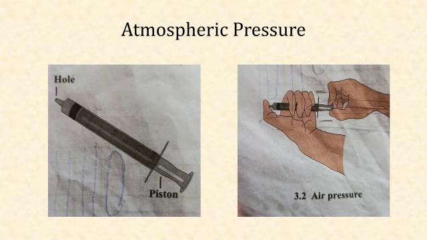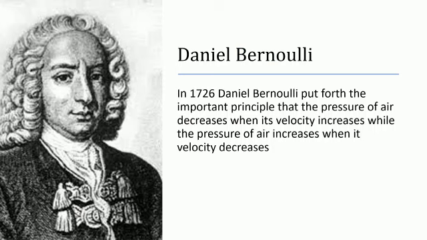inside. If this experiment is repeated, holding the syringe in different positions like vertical, horizontal or inclined, the piston is found to go in to the same extent in all the cases. From this, we can infer that atmospheric pressure is the same in all directions.